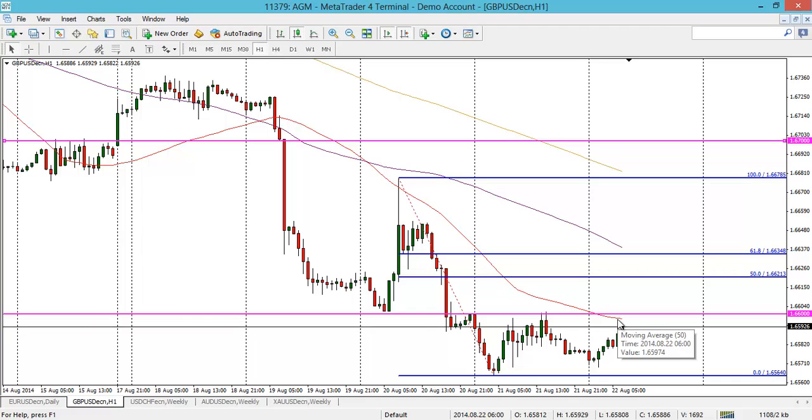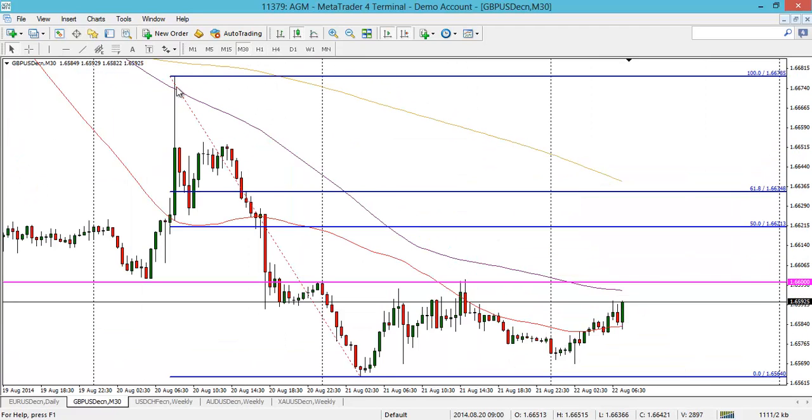But in terms of smaller term fibs, and in terms of the shorter term time frames on the 30 minute, 1 hour chart, that 50% comes at one spot, 166.22s.